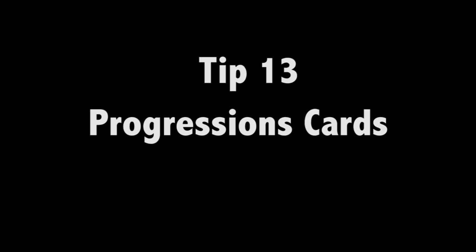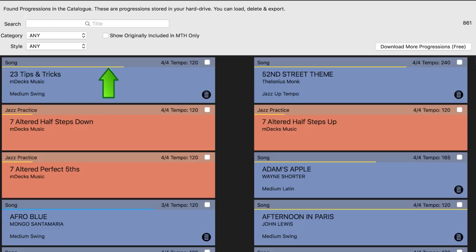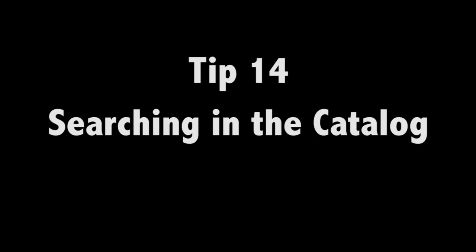Tip 13. Progressions cards. The thin line below the title indicates the map level for the progressions. Cards with a long line indicate a higher map level and therefore a more complex usage of harmony. Blue lines are for progressions in a minor key and yellow lines for major keys. Tip number 14, searching in the catalog.